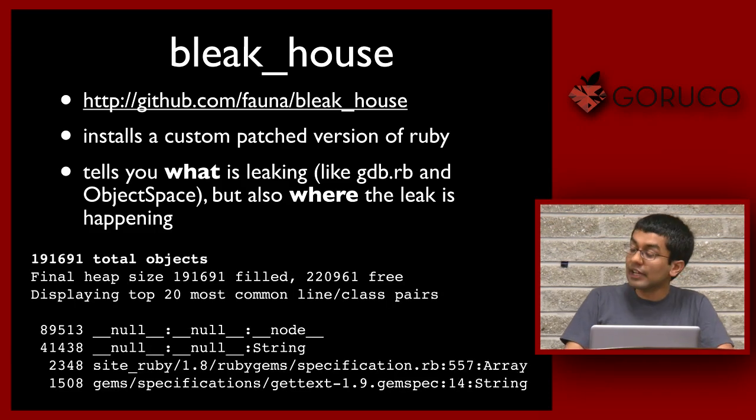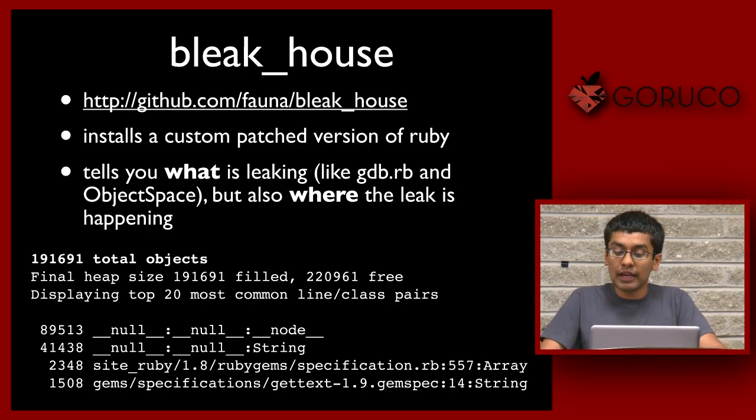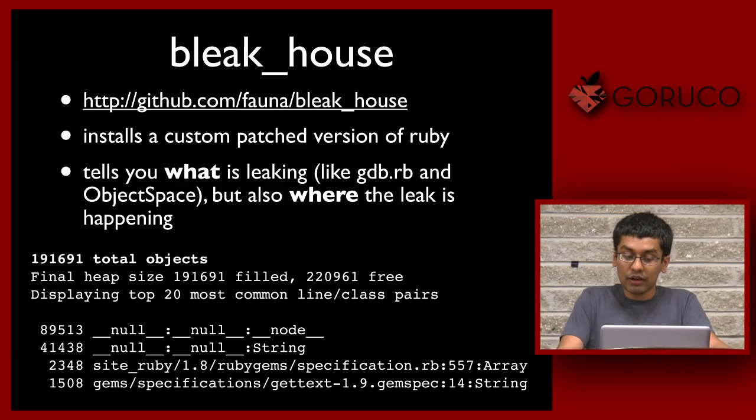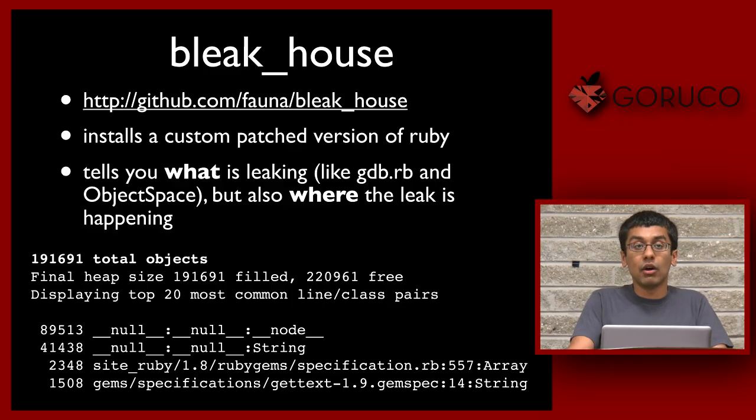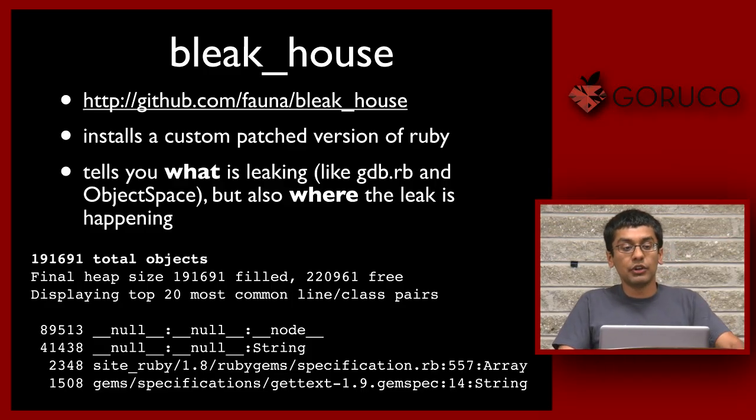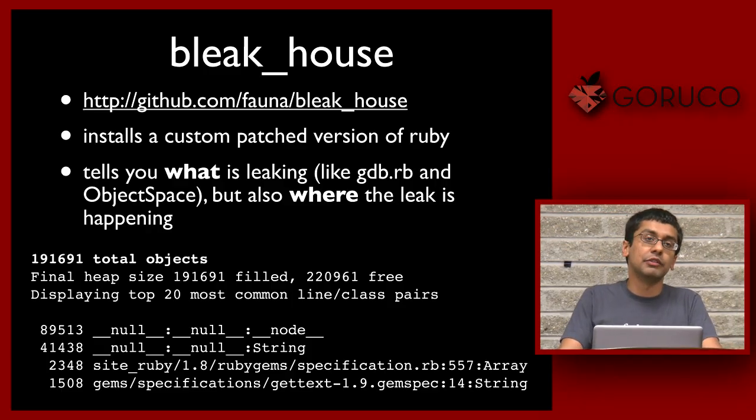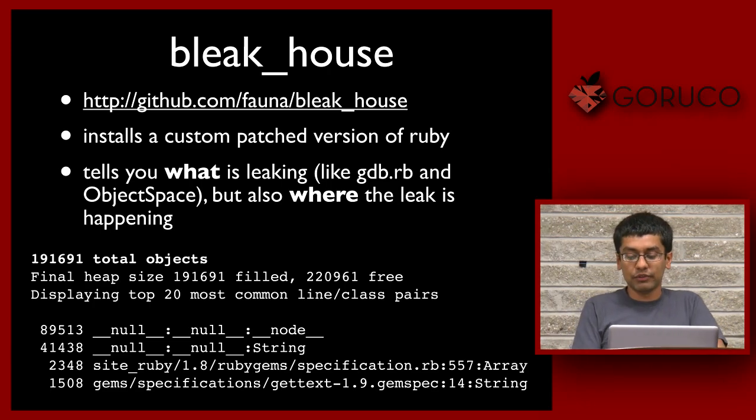The nice thing about Bleakhouse is it'll give you output that looks something like this, and basically it'll break down for every file and line number and class name the number of objects that are allocated on that file and line. So this is pretty useful. The downside of this is that when you install this gem, it actually installs a custom patch of Ruby. So you're no longer using your own Ruby, you have to use Ruby Bleakhouse. And this means that you have to go ahead and reinstall all your gems, which can be a little painful sometimes.